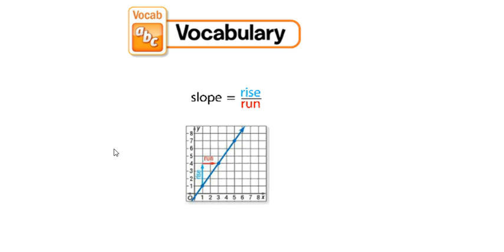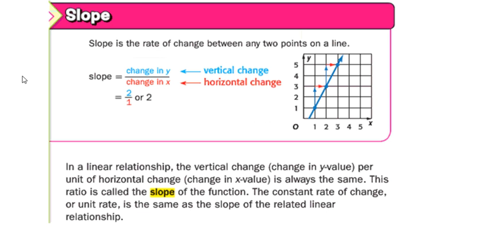The vocabulary you need to know today is slope. Slope is a rate of change between any 2 points on a line. The slope is also a ratio of change in y over change in x. The change in y is also known as a vertical change, meaning up and down, and the change in x is also known as a horizontal change, which is left and right.